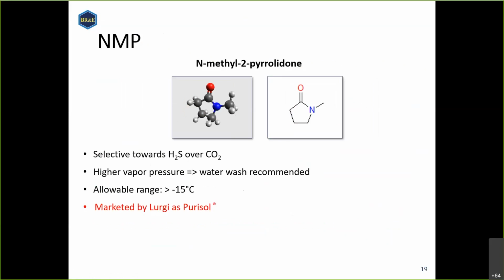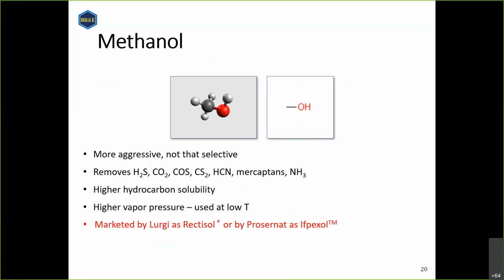NMP is another physical solvent that you can simulate in ProMax. It's selective towards H2S, and it has a high vapor pressure, so you need to add a water wash. And this is sometimes seen as Purosol by Lurgi. Methanol can be used for capturing H2S, CO2, and other species. It's very aggressive. It's not particularly selective towards CO2 or H2S. And this one's marketed as Rectisol or Ifpexol.